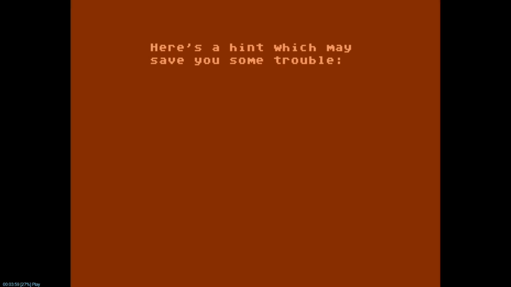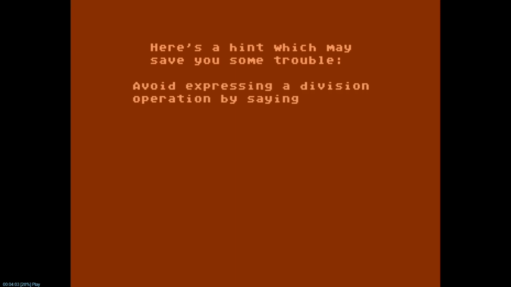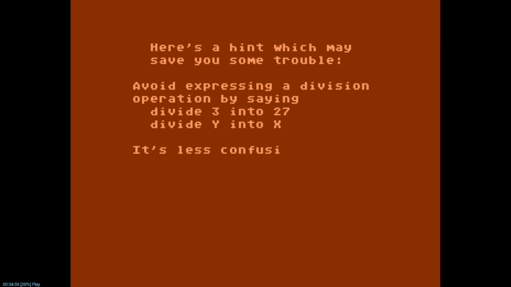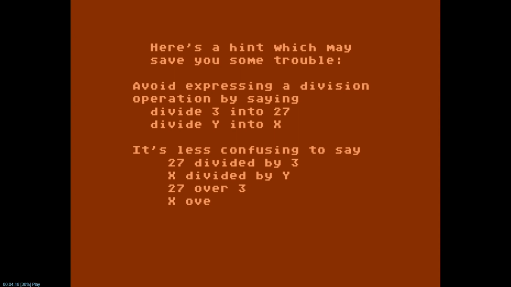Here's a hint which may save you some trouble. Try to avoid expressing a division operation by saying divide 3 into 27 or divide y into x. It's always less confusing to say 27 divided by 3 or x divided by y or even 27 over 3 or x over y.